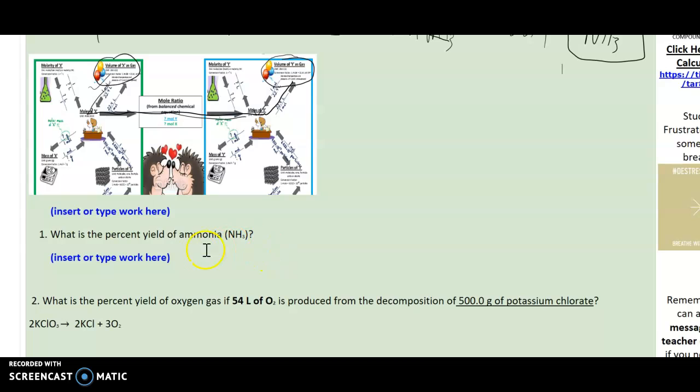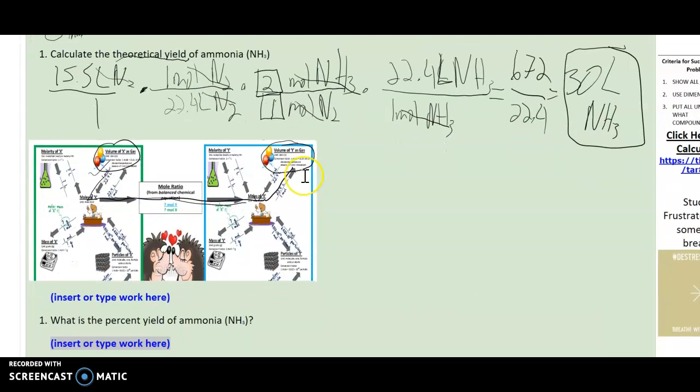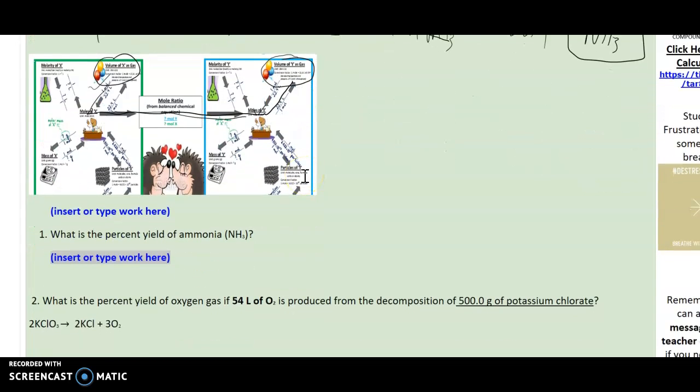So I can go and do this. What is the percent yield of ammonia? We would have to show all this work, but it is going to be 30 liters NH3. I'm not going to, little pro tip. It's a good way to not have to type those things out. Great.